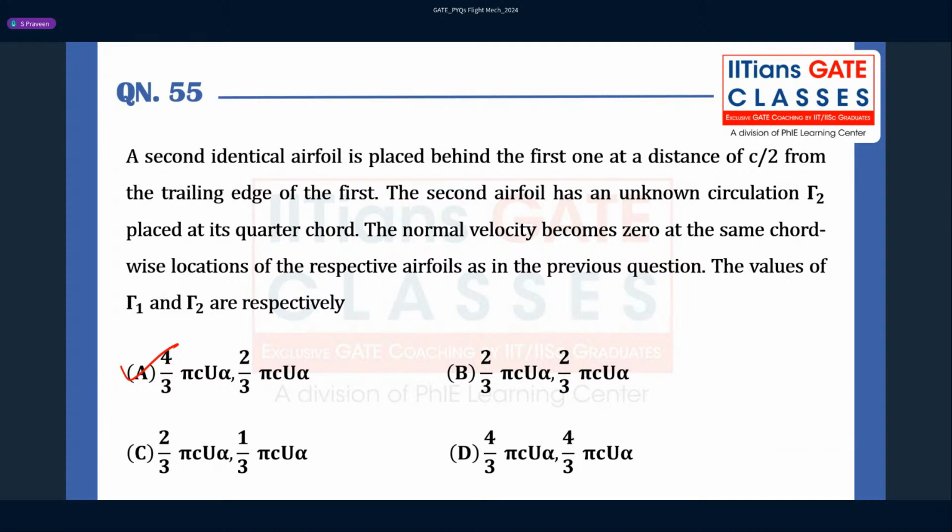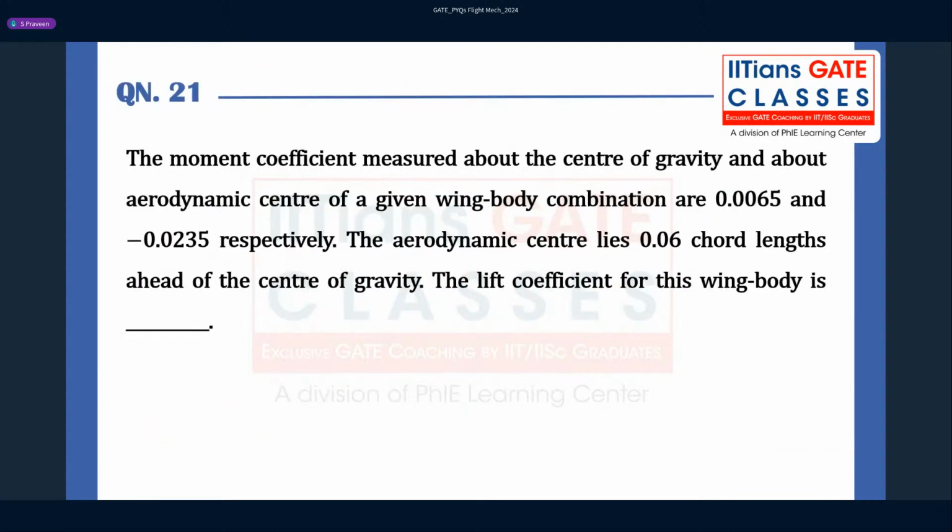Okay. So let's take the first problem. The moment coefficient measured about the center of gravity and about the aerodynamic center of a given wing body configuration is 0.0065 and minus 0.0235 respectively. Full stop. The aerodynamic center lies 0.06 chord lengths ahead of the center of gravity. The lift coefficient for this wing body is a pretty simple problem. Okay, so let's do this.